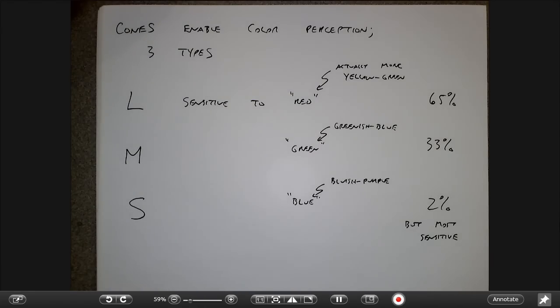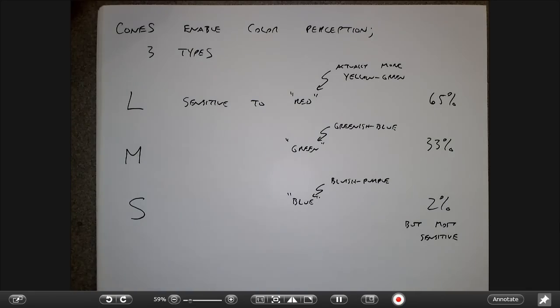And so 5% of males are apparently susceptible to this kind of color blindness, whereas women are basically never colorblind. In fact, there are studies that show that women may have more cones. They may have four different kinds of cones, which means that they may have enhanced color perception compared to men. Okay, so that's kind of interesting.